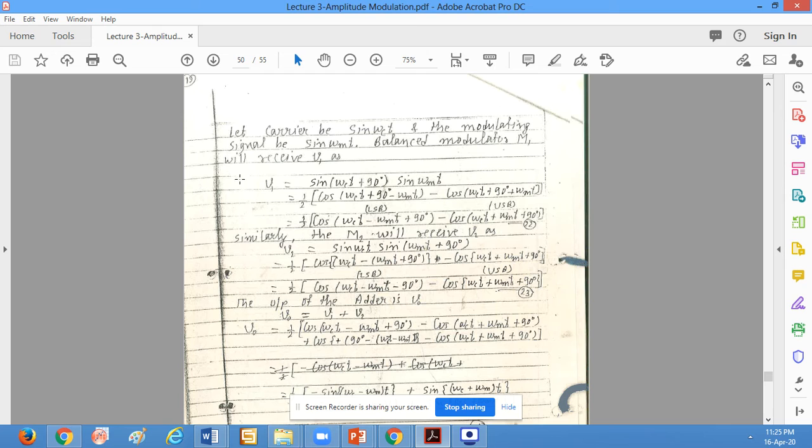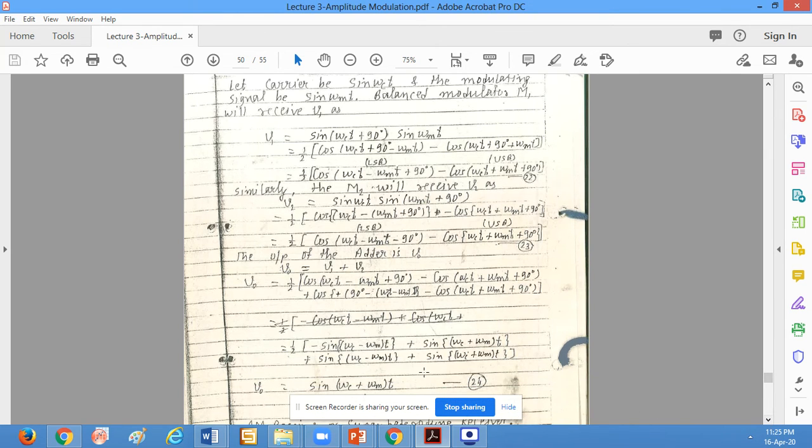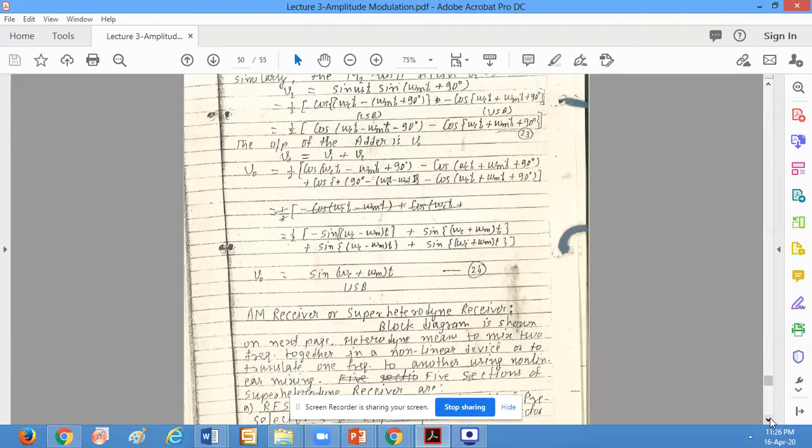Then we have to add the outputs V1 and V2. So the output is the combination in the adder. We have the two inputs V1 and V2, and we add these two. Adding these two, we get the term like this. Now using the formula cos of 90 degrees plus theta is minus sin theta, we have these four values at the output. Out of this, the omega c minus omega m t term cancels out, and we are left with sine of omega c plus omega m t. Then we get the upper sideband, which we transmit.